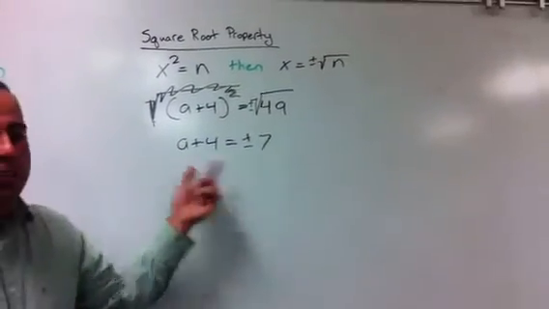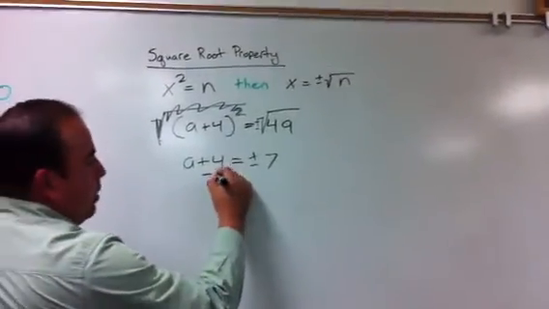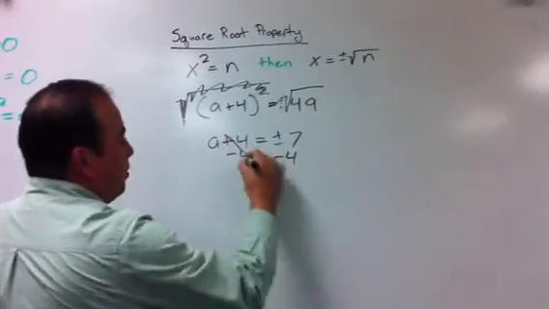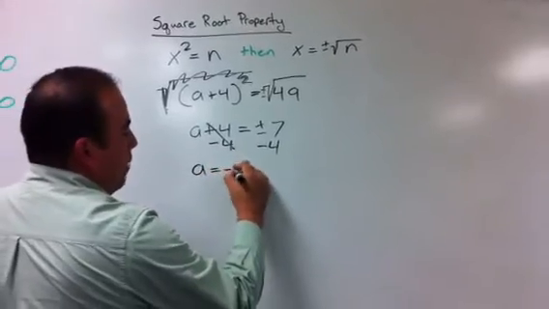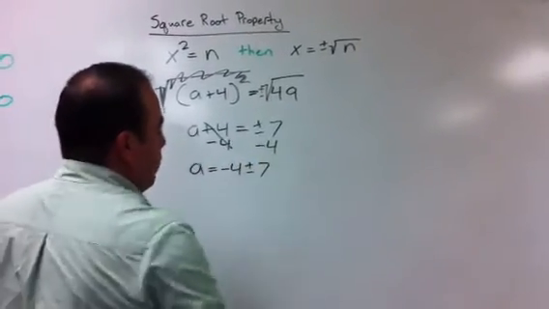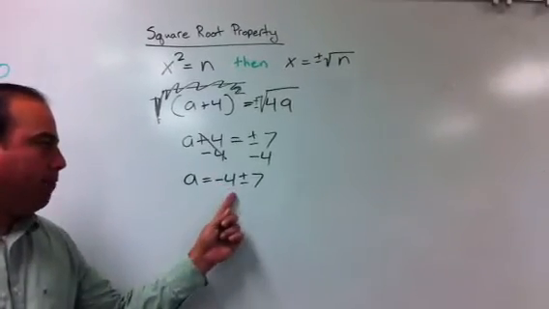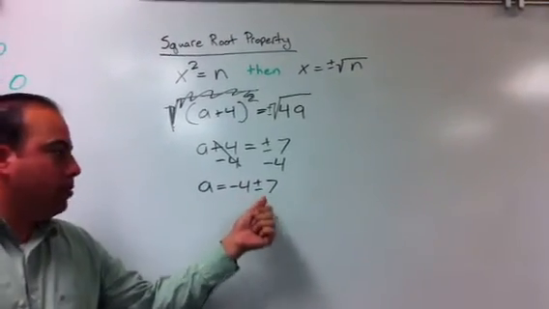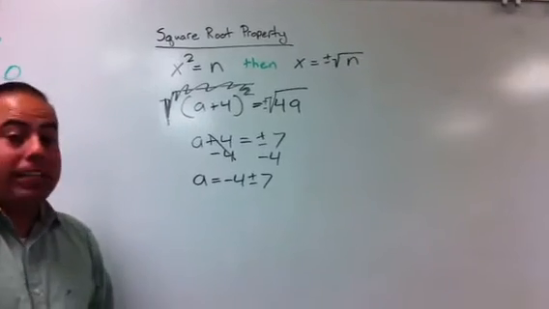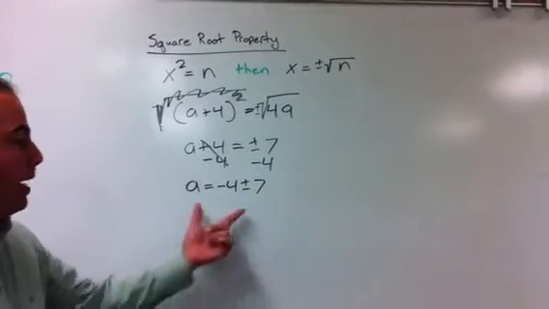So from here, all we have to do is solve for a, which is pretty easy. Subtract 4 from both sides, and we have a equals negative 4 plus or minus 7. Now here, once again, we get stuck. Because negative 4, do we add it to 7, or do we subtract it for 7? The correct answer is both. You're going to have two answers.